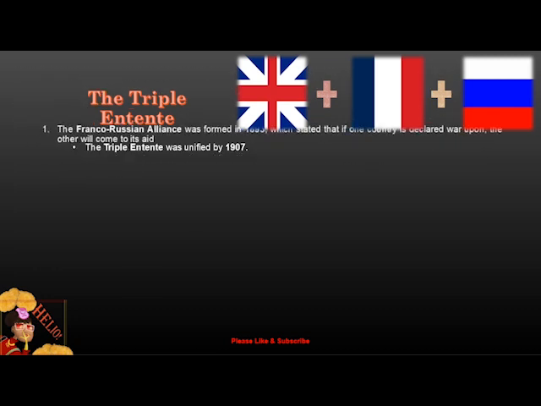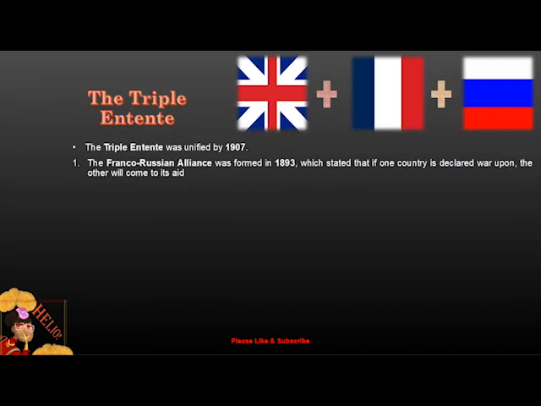The Franco-Russian Alliance was formed in 1893, which stated that if one country is declared war upon, the other will come to its aid. So this is just like the dual alliance. If one country is declared war upon, the other one will come to its aid, financial, military, all the good stuff. This was backed up by the fact that Germany had taken France's provinces, Alsace-Lorraine, and France wanted to prevent that at all costs. So that's why they allied with Russia.